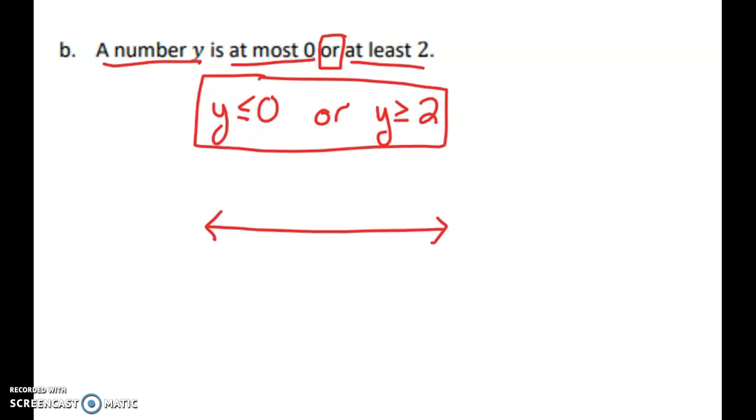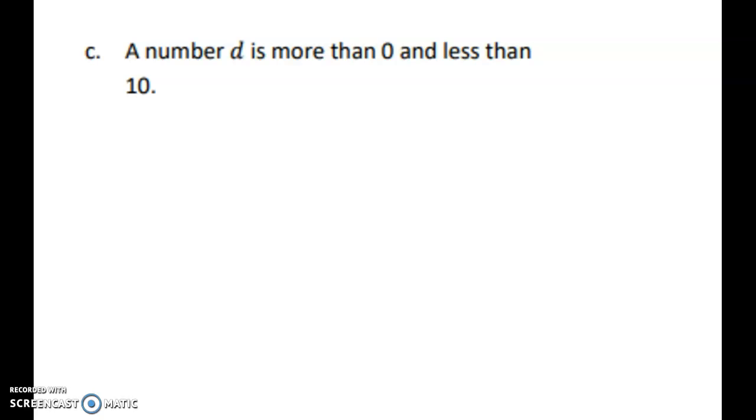Then to graph it, it's pretty easy. On our number line, y is less than or equal to 0, is a closed circle at 0 pointing to the left, and y is greater than or equal to 2 is a closed circle at 2 and pointing to the right. Okay, so I'm going to go ahead and have you select what it would be for example 1c. All right, so d is more than 0, that's greater than 0, and d is less than 10. Okay, now I'm going to go ahead and have you select which one is the "and" inequality combined.